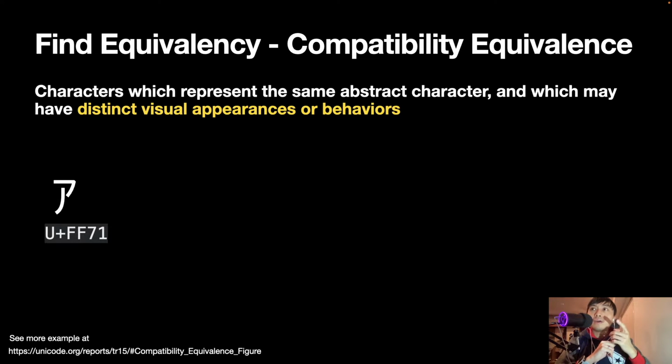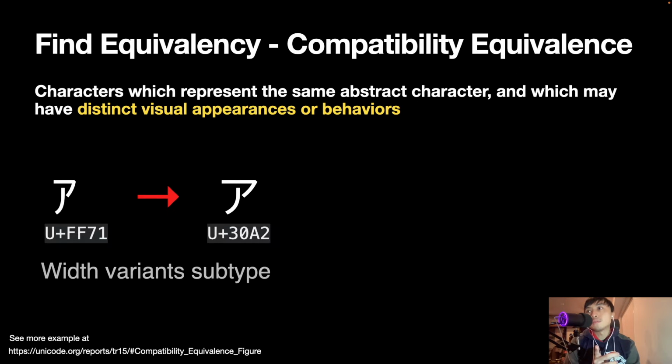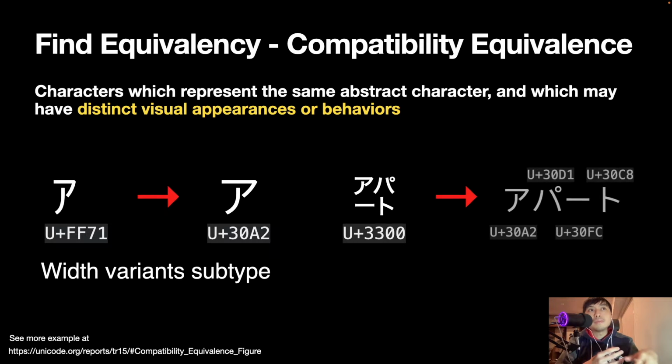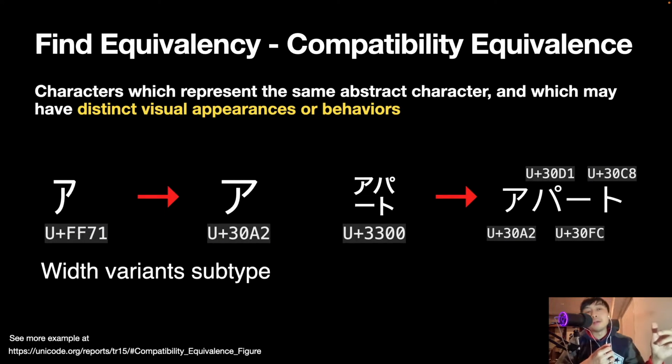This is kana A, but half width, and that's the Unicode. If we apply compatibility equivalence, this becomes full width kana, right? So the visual appearance is different. The first one is just half width, and the second one is full width. This subtype is also called width variance. Another option is this. This is the square symbol of apartment. And if we apply compatibility equivalence, this becomes apartment in full size in the normal way.